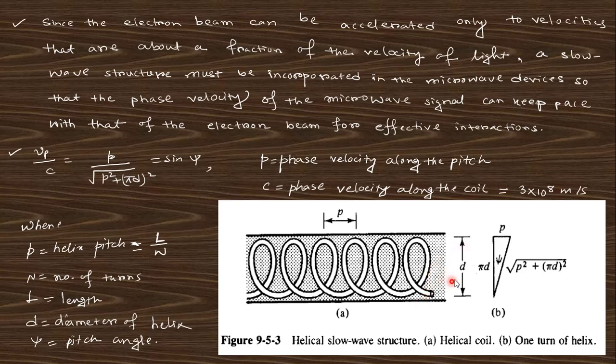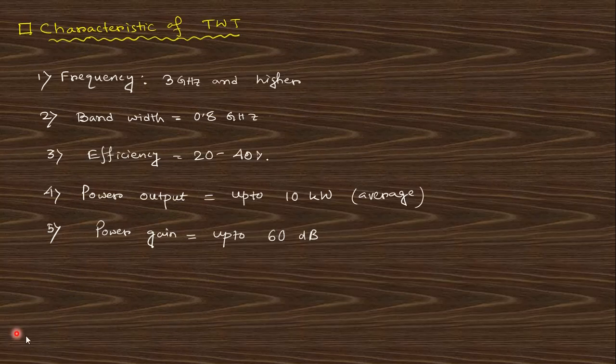So you will get from here the relation, and you can see these are the characteristics: the frequency, bandwidth, efficiency, output power, power gain.